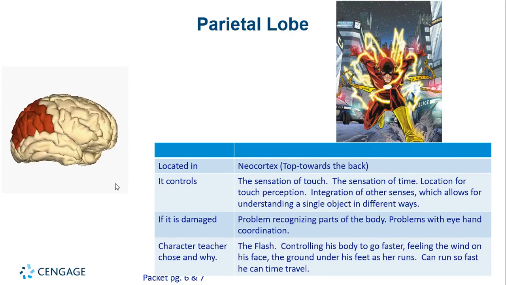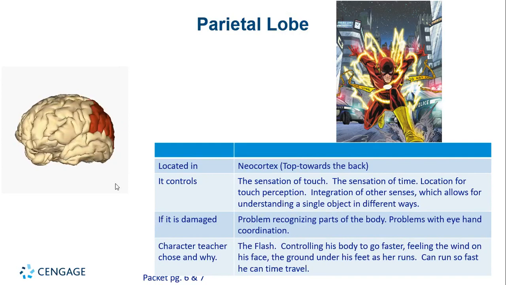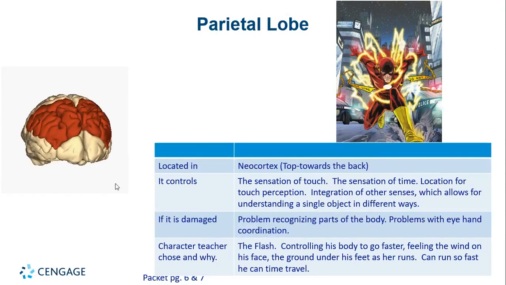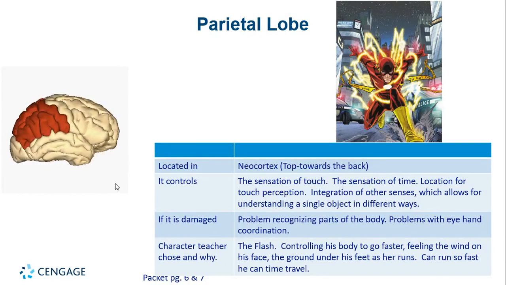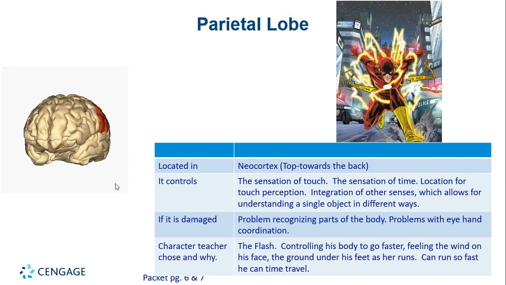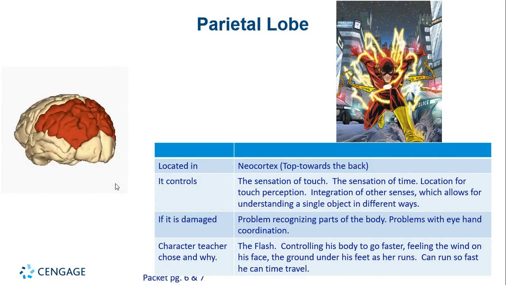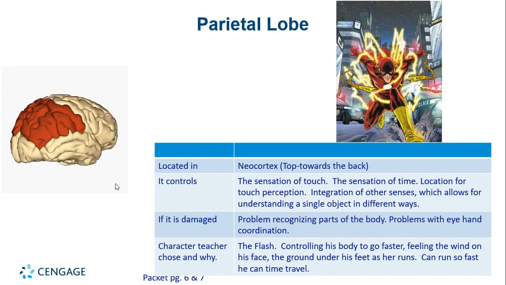My character here is the Flash. You could imagine that as the Flash is running, you can feel the wind on his face, the ground on his feet. But also, if the Flash runs fast enough, he can time travel. And so the Flash can feel the world around him, he can feel the speed force, but he can also control time, or at least time travel, kind of just like your parietal lobe.